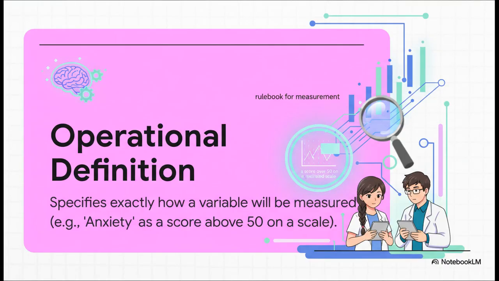Okay, now this right here is absolutely crucial. You can't just go into a study saying you're going to measure anxiety. I mean, what does that even mean? You need what's called an operational definition. It's the official rulebook for how you'll measure something. So as you can see here, the fuzzy idea of anxiety becomes something super concrete, a score over 50 on a very specific, validated test. This is what makes research precise and lets other people repeat your work.